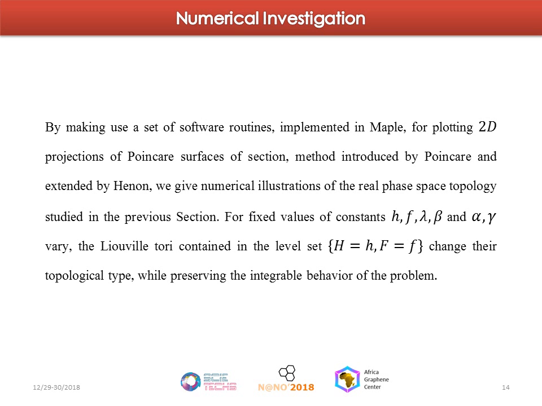By making use of a set of software routines implemented in Maple for plotting 2D projections of the Poincaré surface of section, a method introduced by Poincaré and extended by Hénon, we give a numerical illustration of the real phase space topology studied in the previous section for fixed values of constants H, F, lambda, beta, and alpha, while gamma varies. The level sets contained in the Liouville foliation change their topological type while preserving the integrable behavior of the problem.